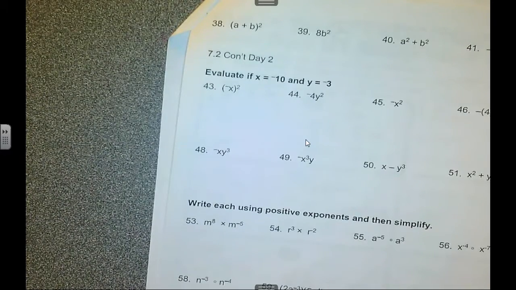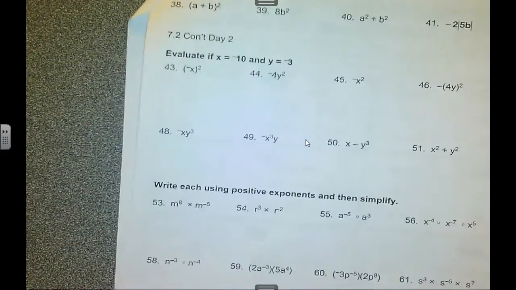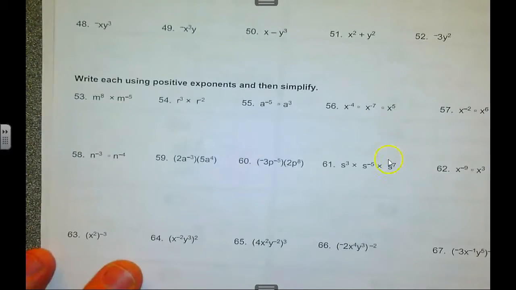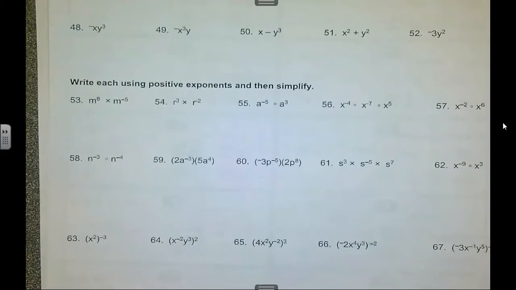But also on Monday, actually it was Tuesday, we learned power of power, where if we have an exponent outside the parentheses, we multiply it to every exponent inside the parentheses, right? All right, so 53 on, we're going to be using a combination. We're going to be putting all those properties together with the new one we learned about negative exponents.